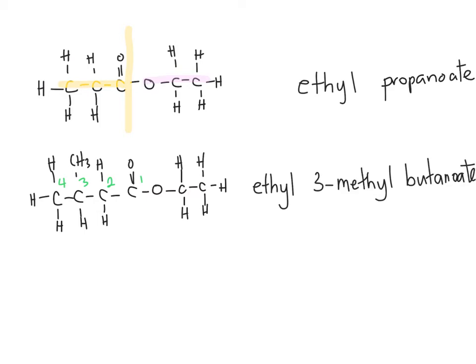So just a quick once over. Here's our ethyl from our alcohol. Here's the butanoate from our butanoic acid. And then counting from the C double bond O is carbon number 1, 2, 3. Our side group is 1 carbon, so it's a methyl, and it's on the 3rd carbon. So ethyl for the alcohol, 3-methyl for the side group on the acid portion, and the acid portion was 4 carbons long. So ethyl 3-methyl butanoate.